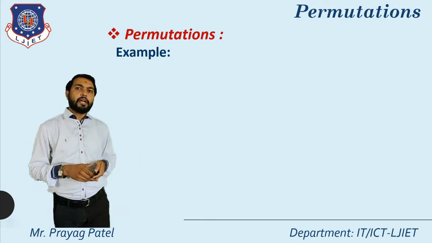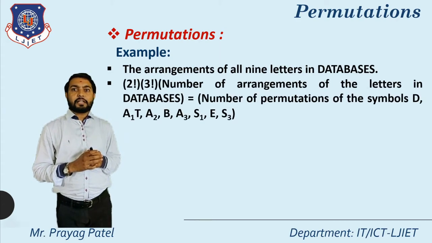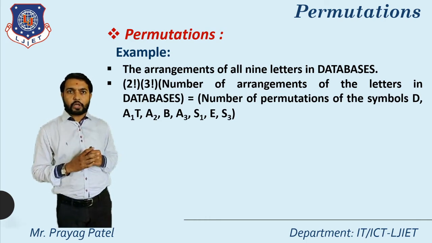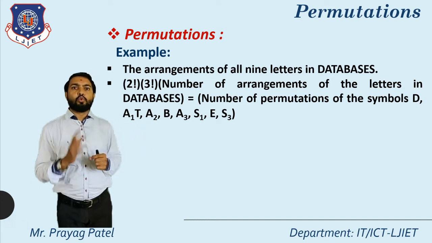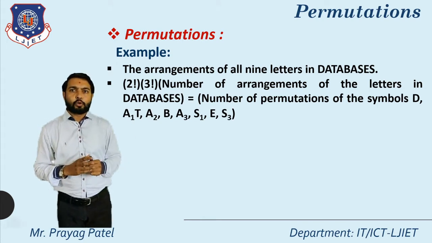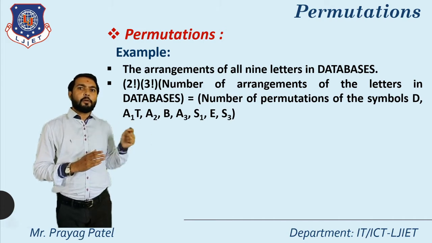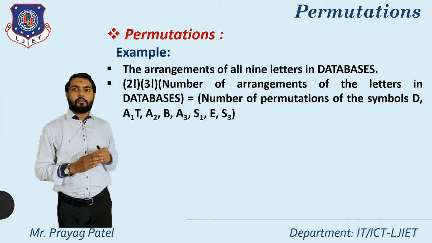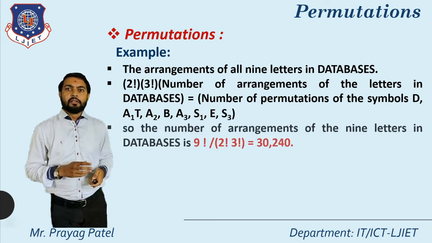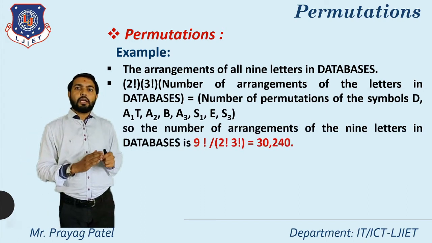Now for that, how many total permutations are possible for the word database? Here we can say that the 3 repetitions of character A means 3 factorial, and the repetition of character S 2 times means 2 factorial. So our final equation is 2 factorial into 3 factorial into the number of arrangements of the letters in database is equal to the number of permutations of the symbols D, A1, T, A2, B, A3, S1, E, S2. That means 9 factorial divided by 2 factorial into 3 factorial.